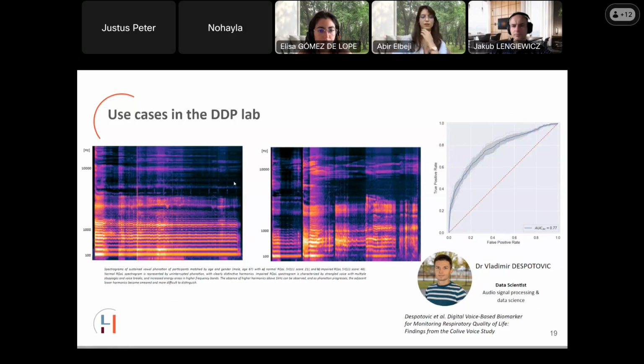Here is the presentation of the spectrograms. On the left side we can see a fingerprint of a normal sustained vowel phonation, how it can look on a spectrogram. It's very straight, the harmonics are there, the voice is clear, and the vowel phonation is well sustained. Compared to a person of the same age and gender with a very bad respiratory quality of life, where we can see a discontinuity in the sustained vowel phonation, and also a fluctuation in the voice. These variations of the harmonics are the fluctuations in the voice.